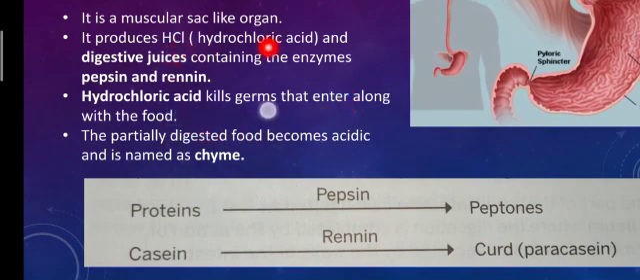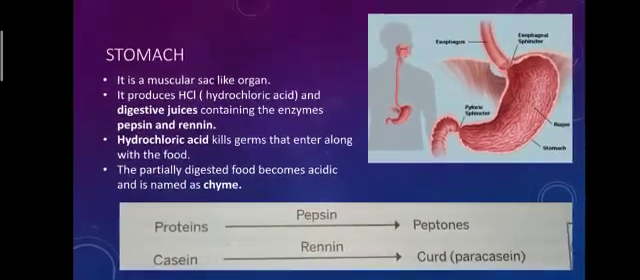So hydrochloric acid and digestive juices are secreted. The digestive juices contain pepsin and renin. Hydrochloric acid kills germs that enter along with the food, and the partially digested food is known as chyme. As it is mixed with acid, the chyme becomes acidic, and then pepsin acts on protein to give peptones, and renin acts on casein to give curd.